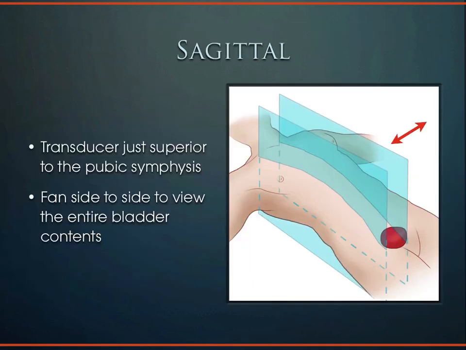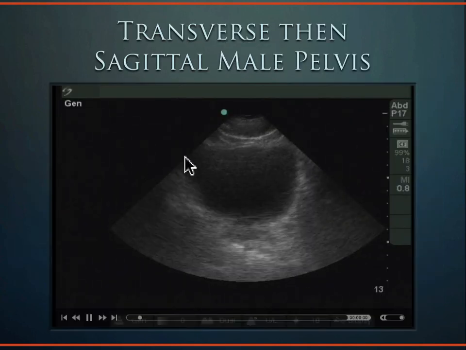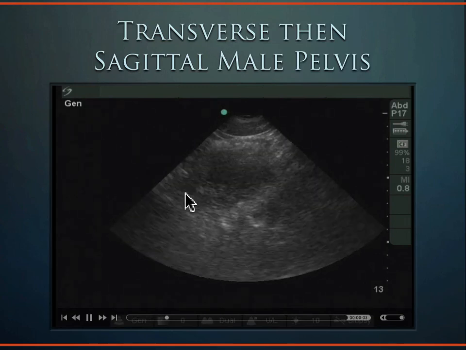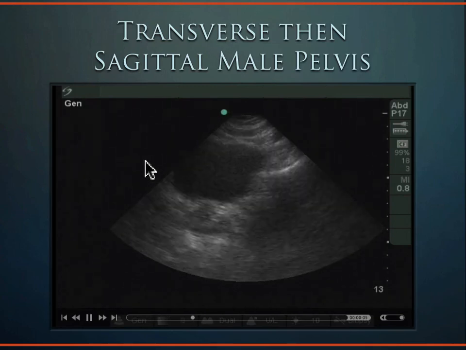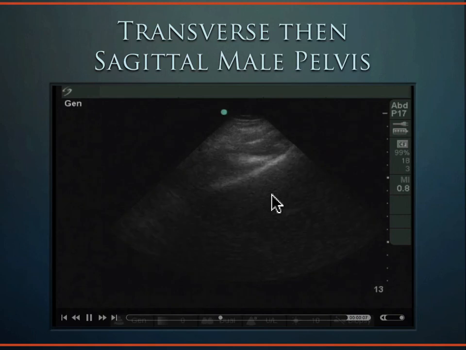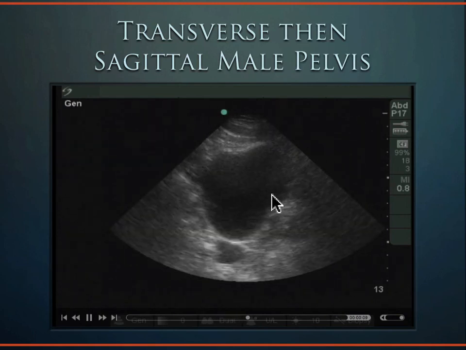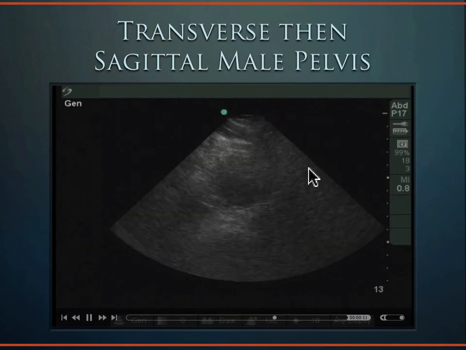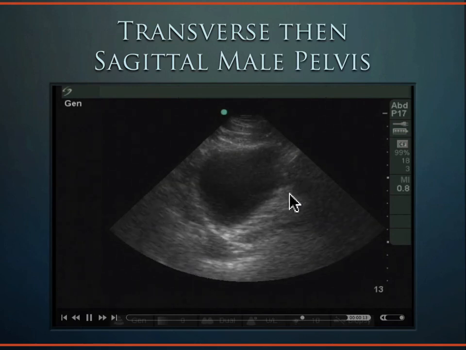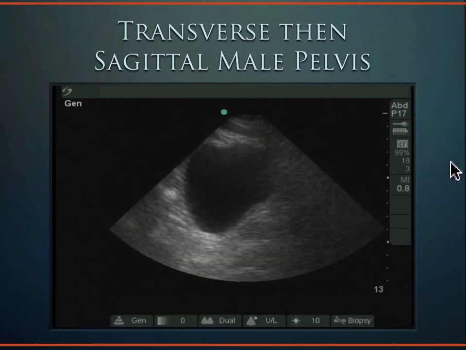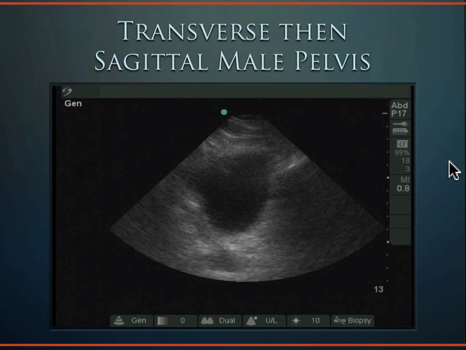Now, in the sagittal plane, you're going to have the indicator towards the patient's head, and you're going to have that probe just superior to the pubic symphysis. You're going to be fanning side to side looking through the bladder. So first we look at this male's pelvis in a transverse view. We're fanning superiorly and inferiorly in that transverse view, and then we flip it over to sagittal, and now we're looking at the bladder in a sagittal view. The bladder looks a little bit more triangular shaped, though not as much as it does in the female pelvis, but that's the idea. You start transverse, and you fan through it, and then you go sagittal.